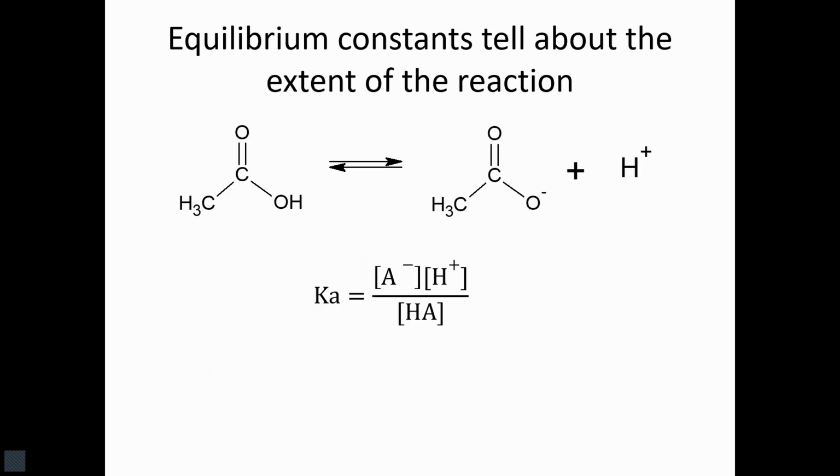They basically tell us about the extent of the reaction. So we measure these with equilibrium constants, where we look at the concentration of the products over the reactants. And for an acid-base reaction, this is given a value called the Ka value. So notice we've got the concentration of A minus, which is the deprotonated acid, times the concentration of the protons in solution, divided by the concentration of the reactant, the protonated acid.